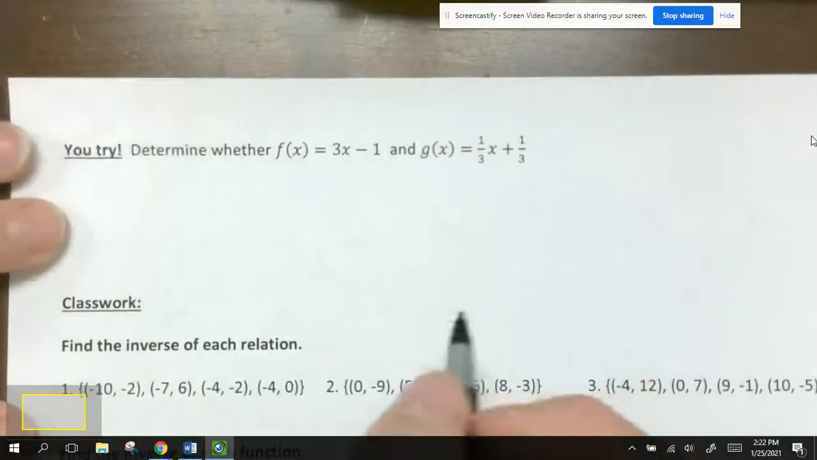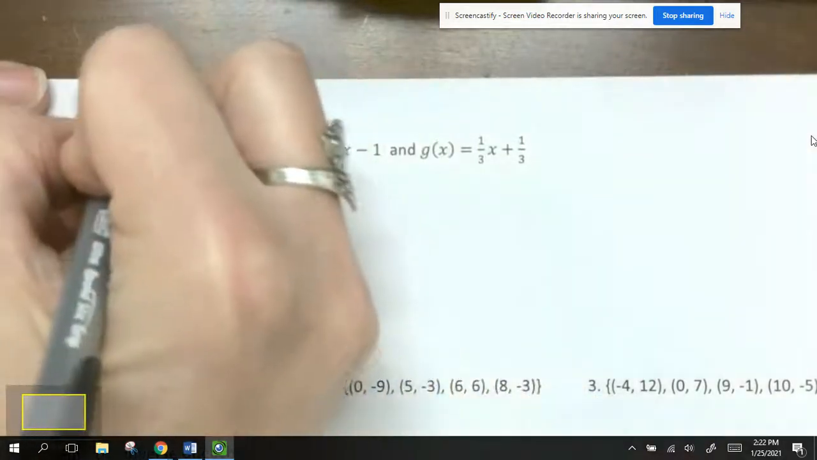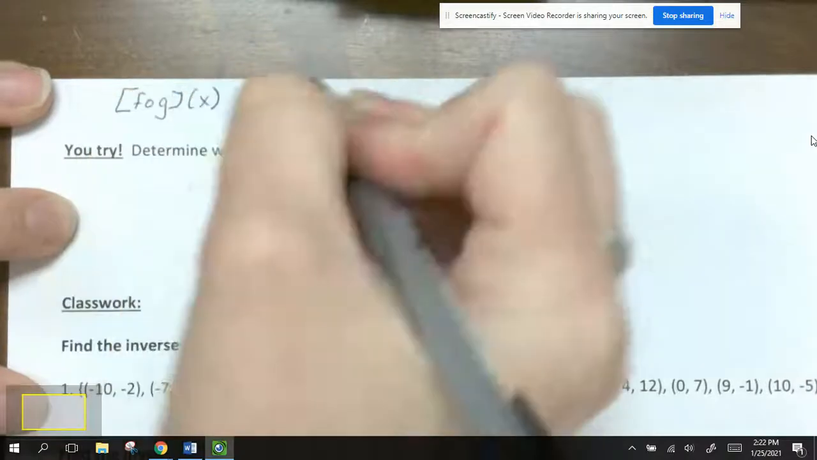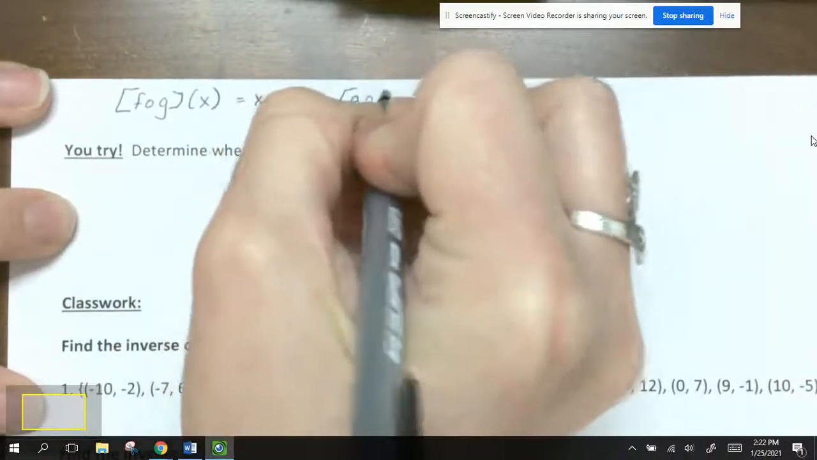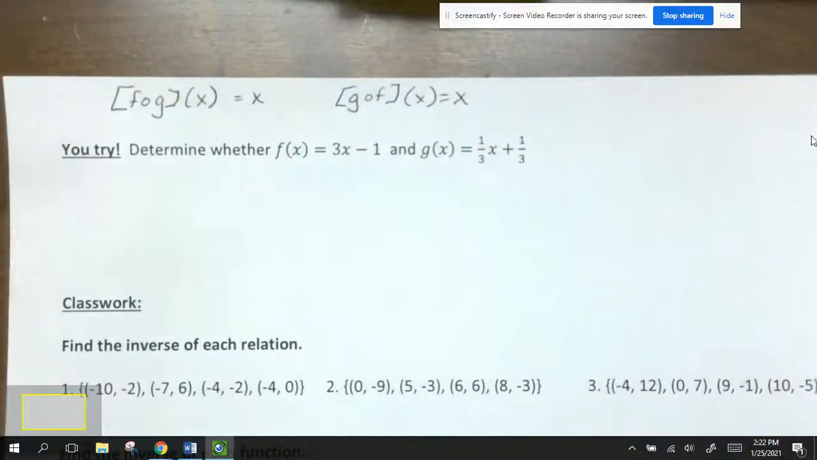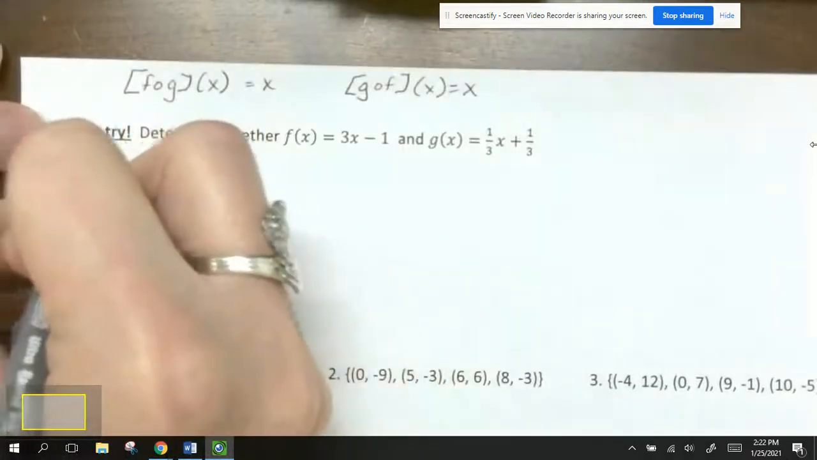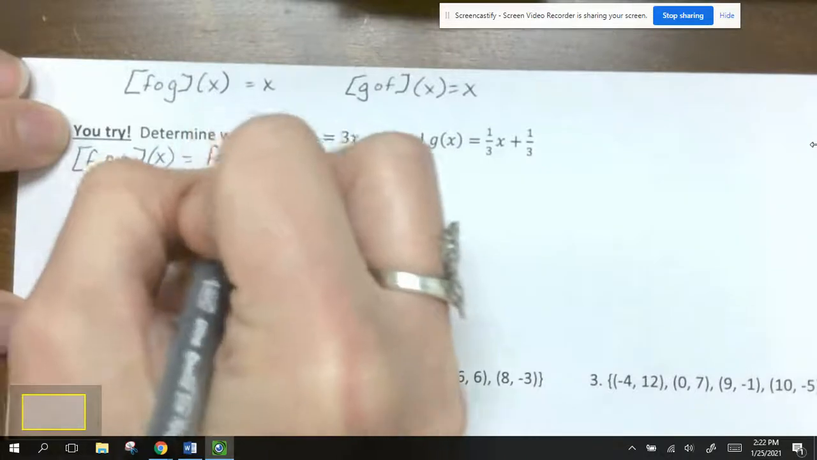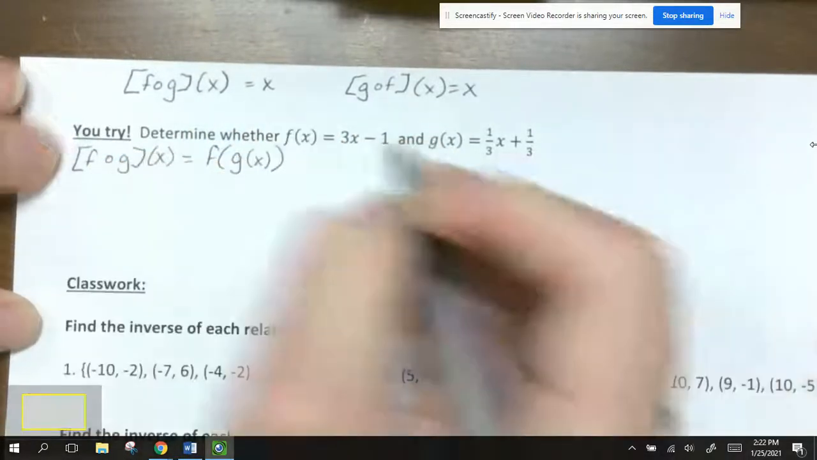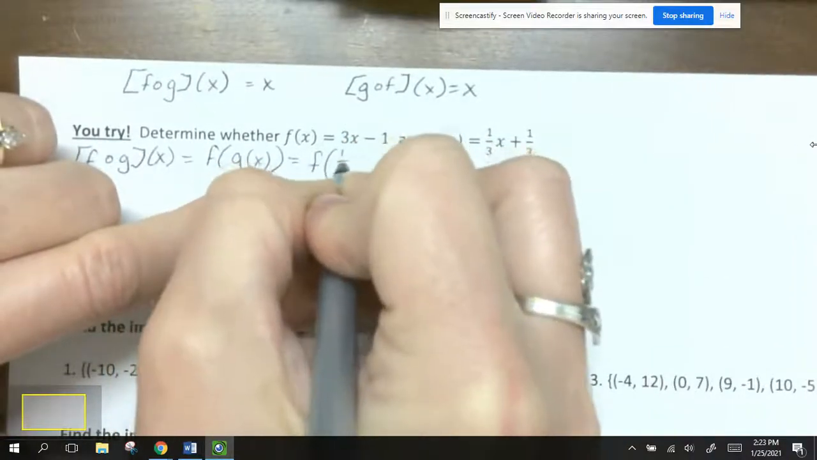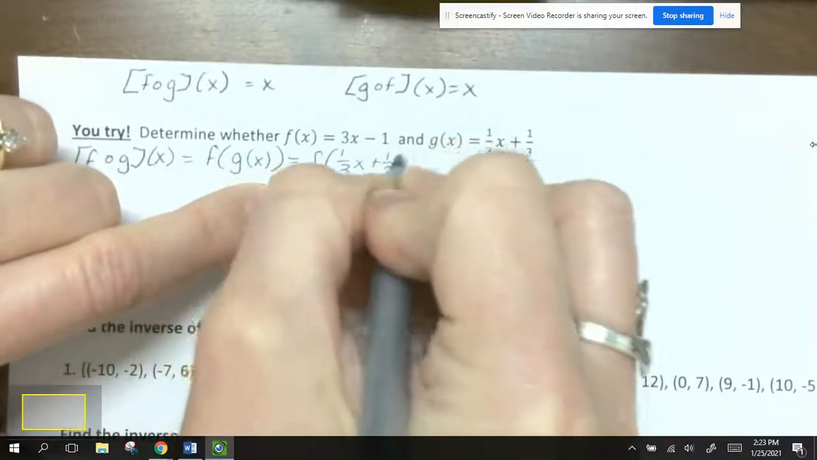Okay, hopefully you've worked this problem. And remember, you're wanting to check to see if f(g(x)) equals x and if g(f(x)) also equals x. That's what we need to happen if they're going to be inverses. So let's first check f(g(x)). I'm going to replace g(x) with this over here. So that's f of 1/3 x + 1/3.